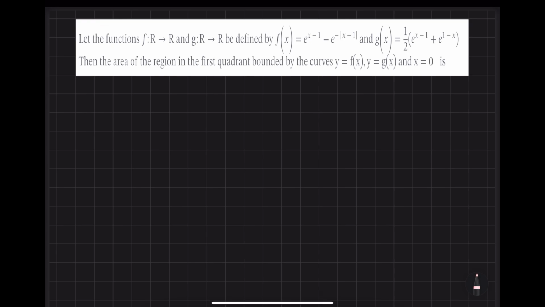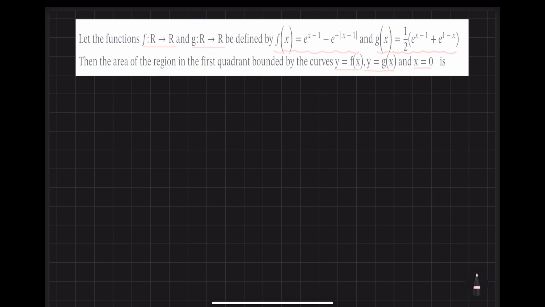So, we got a wholesome new problem which says: let the functions f defined from R to R and g defined from R to R be defined as this. So, this is your f of x, this is your g of x. G of x is clear, only we have a little bit of problem with f of x. So, we will fix that problem. And the area of the region in the first quadrant. Okay, so we have to find out the area in the first quadrant only, bounded by the curves f of x, g of x, and x equals to 0.